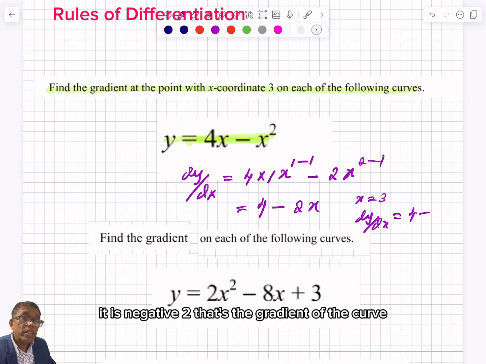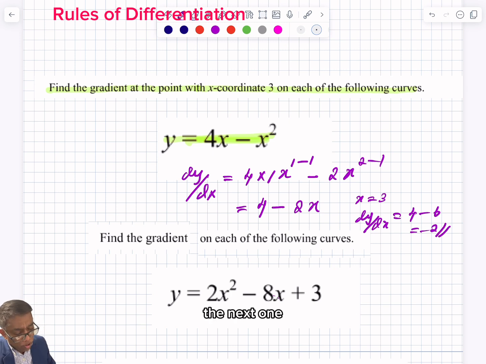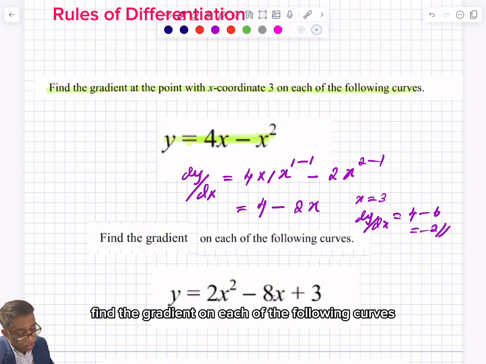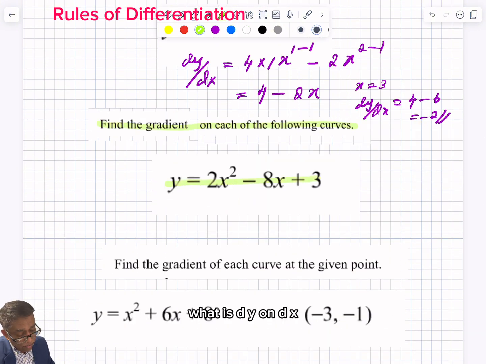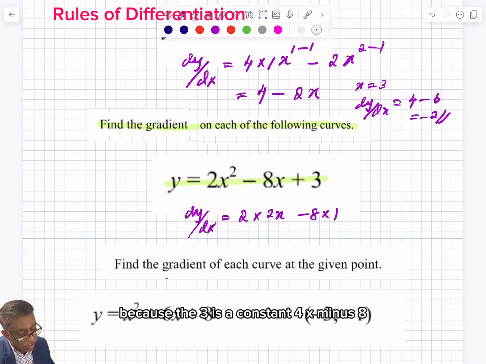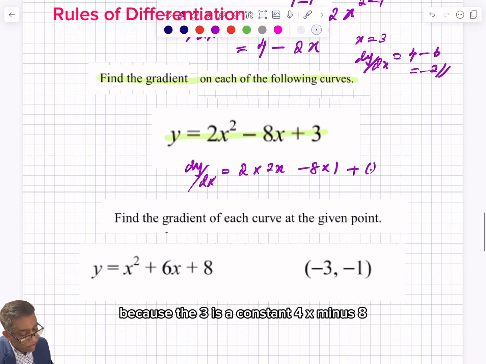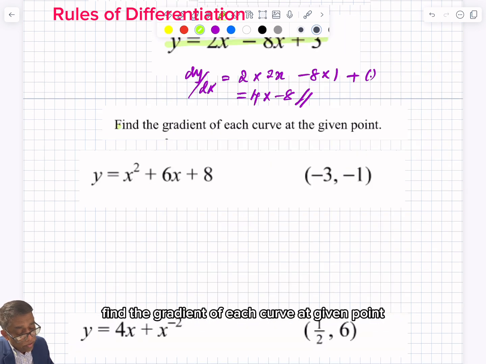That's the gradient of the curve when x is equal to 3 is negative 2. The next one, find the gradient on each of the following curves. y is equal to 2x square minus 8x plus 3. What is dy on dx? dy on dx is 2 times 2x minus 8 times 1 plus 0 because the 3 is a constant. 4x minus 8.